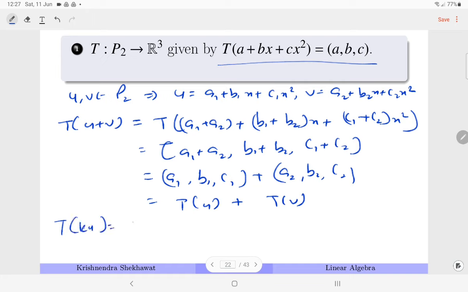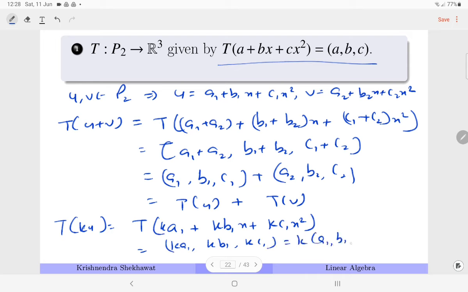T of ku becomes T of ka1 plus kb1x plus kc1x square, which is equal to (ka1, kb1, kc1), which is k times (a1, b1, c1), which is k T of u, and therefore it is a linear transformation.